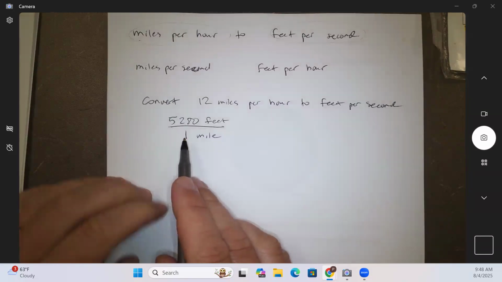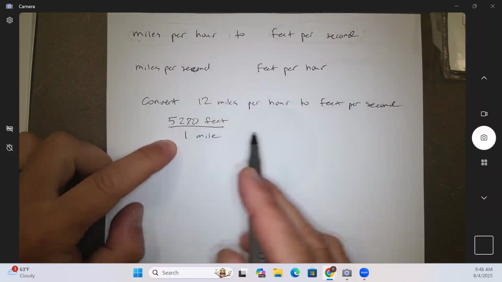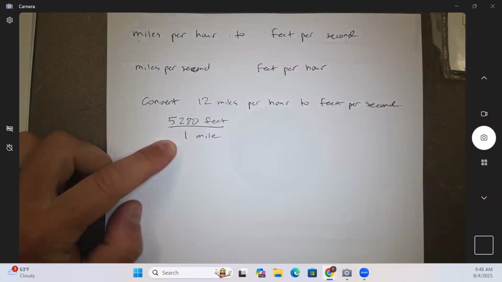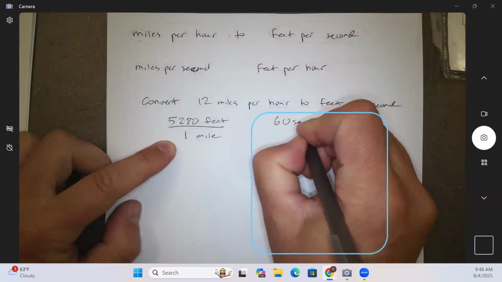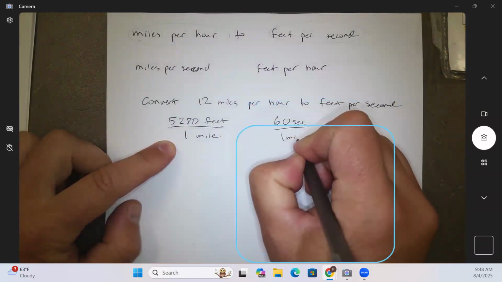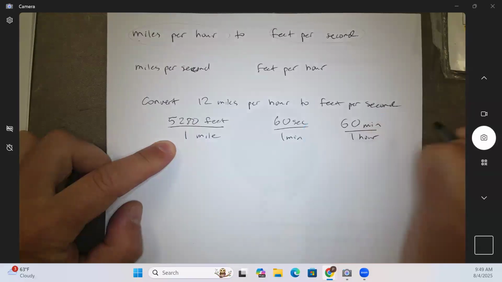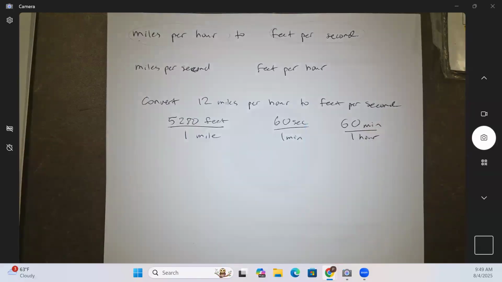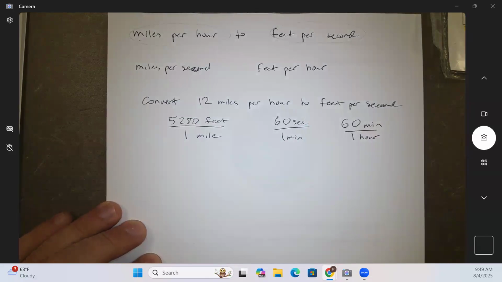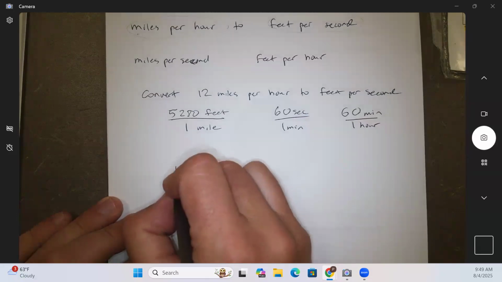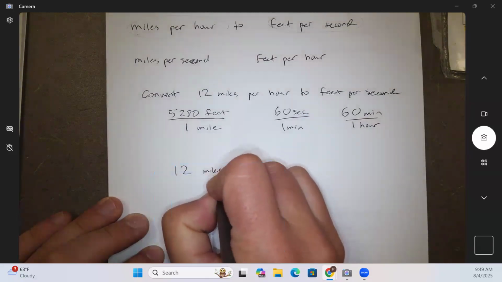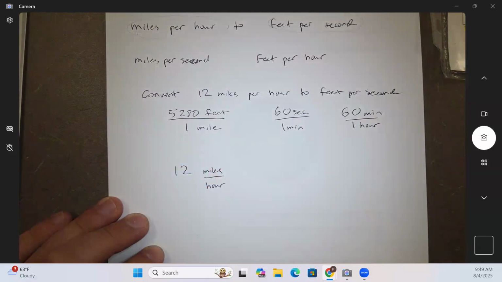So anyway, our conversion factors. We can convert feet to miles. Maybe I don't know how many seconds are in an hour, but I definitely know there are 60 seconds in 1 minute. And I definitely know there are 60 minutes in 1 hour. So I've got 12 miles per hour, and I need to get those into feet per second.